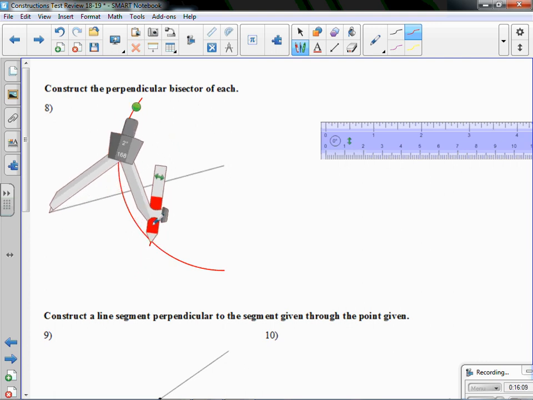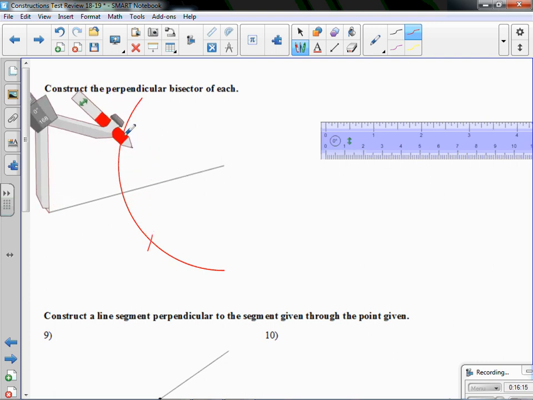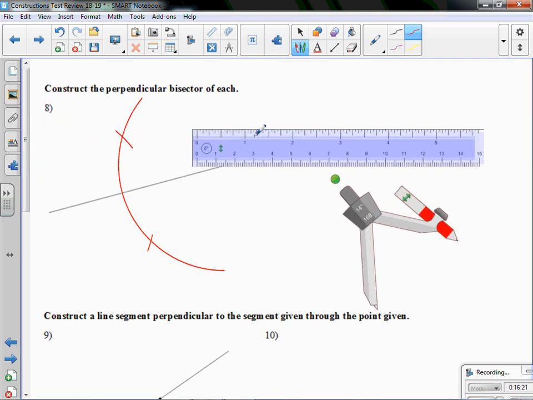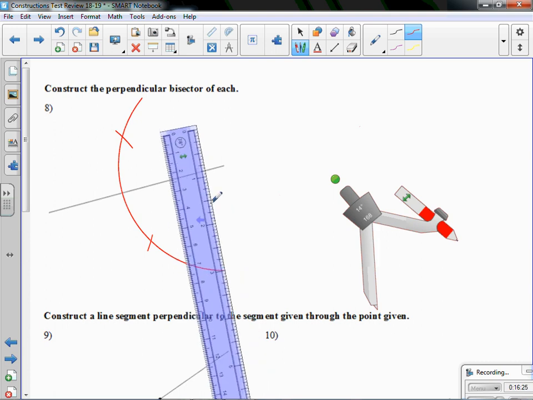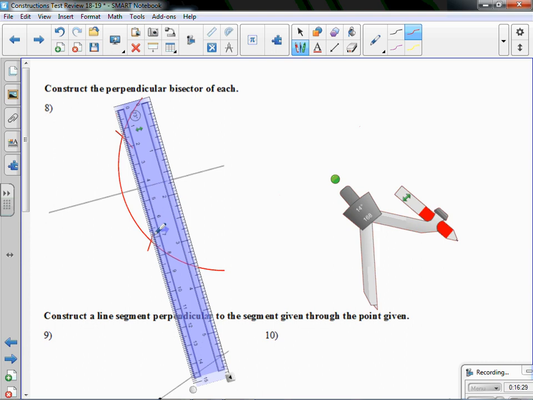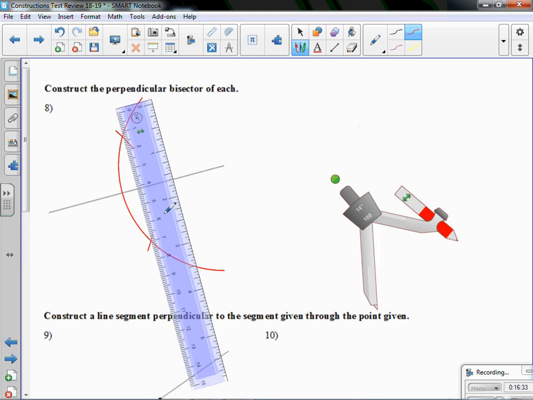Now we can mark where this arc would intersect the first arc. Like so. We'll bring in our straight edge. Line it up between those two intersections. Like so.